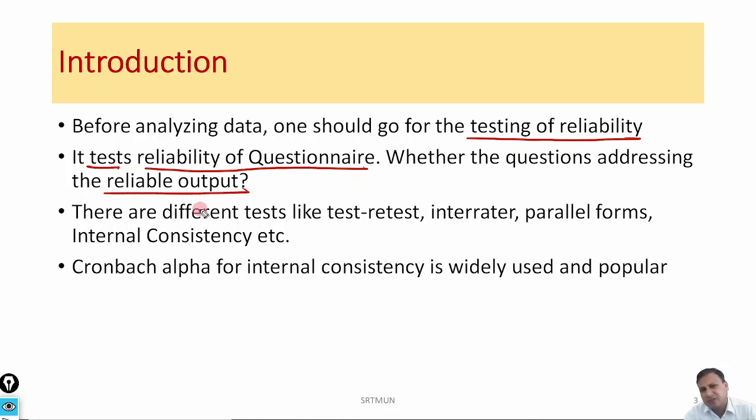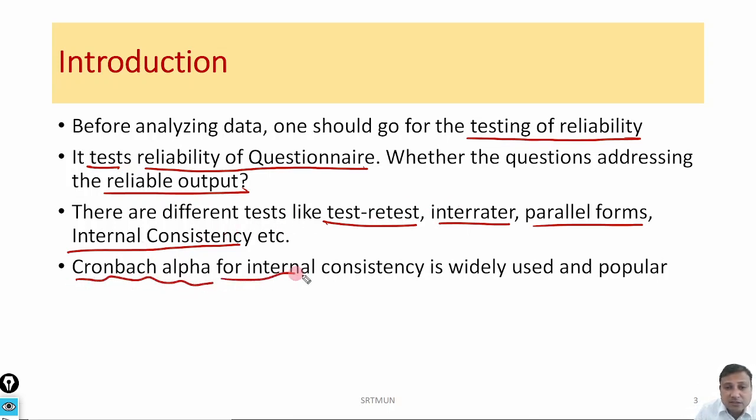There are different tests available to test the reliability, like test-retest, inter-rater, parallel forms, and then internal consistency. The Cronbach alpha for internal consistency is widely used and the popular one. But what do we need to have in our data to perform the Cronbach alpha? What are the prerequisites and how does it work? All this we are going to discuss in today's lecture.